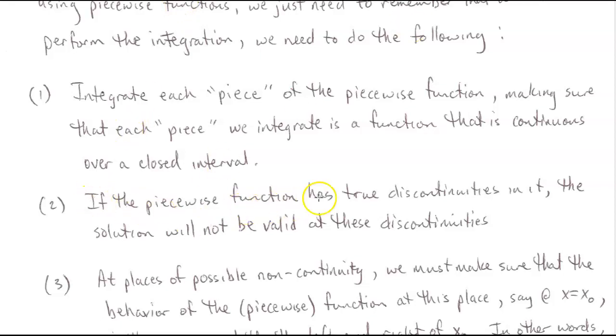Number 2, if the piecewise function has true discontinuities in it, the solution will not be valid at those discontinuities. So let's say for our piecewise function, we have a hole where we have a break in the two functions, or in between two functions. Of course, when the piecewise function switches off from looking like one function to another, or if we have a vertical asymptote, or if there's a gap or anything like that, the solution is not valid at those places because the derivative would not exist in those places.